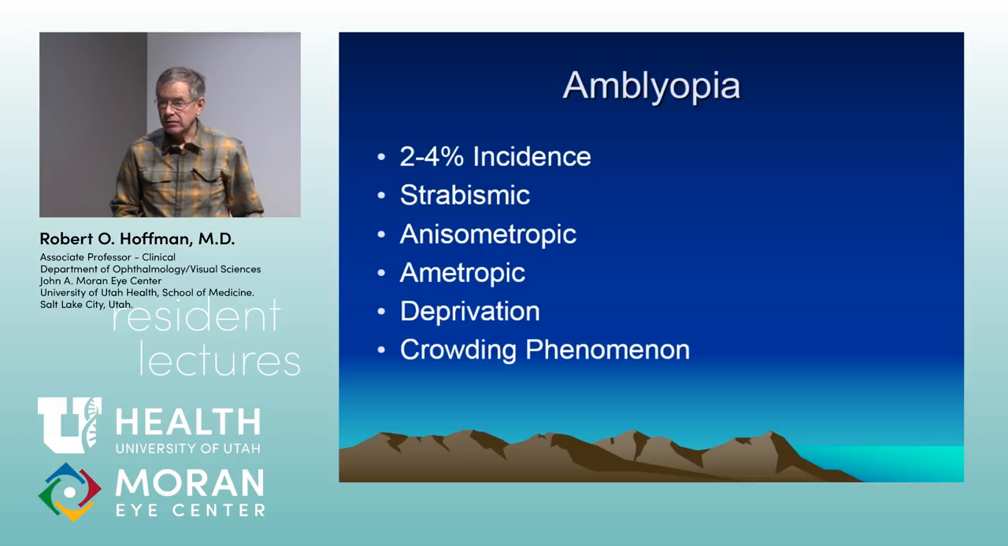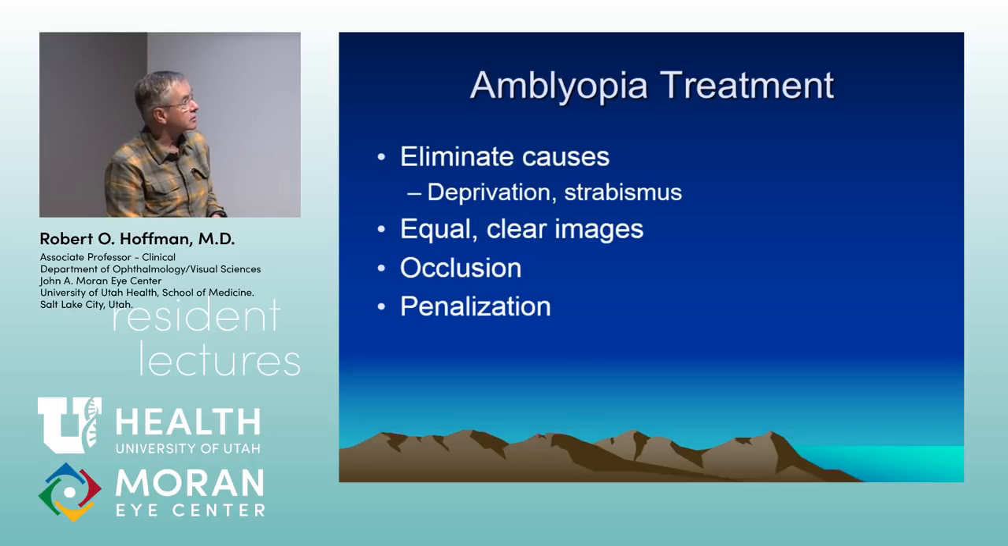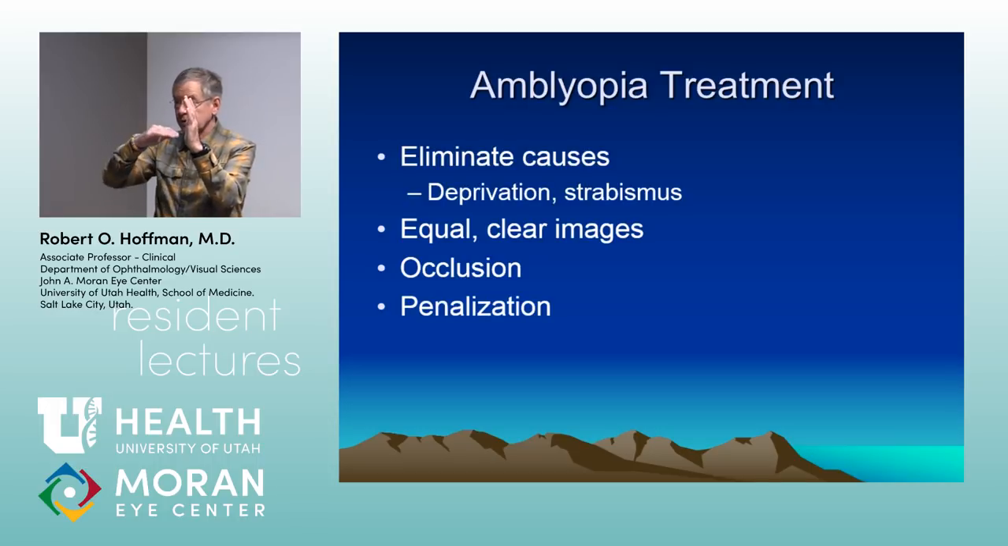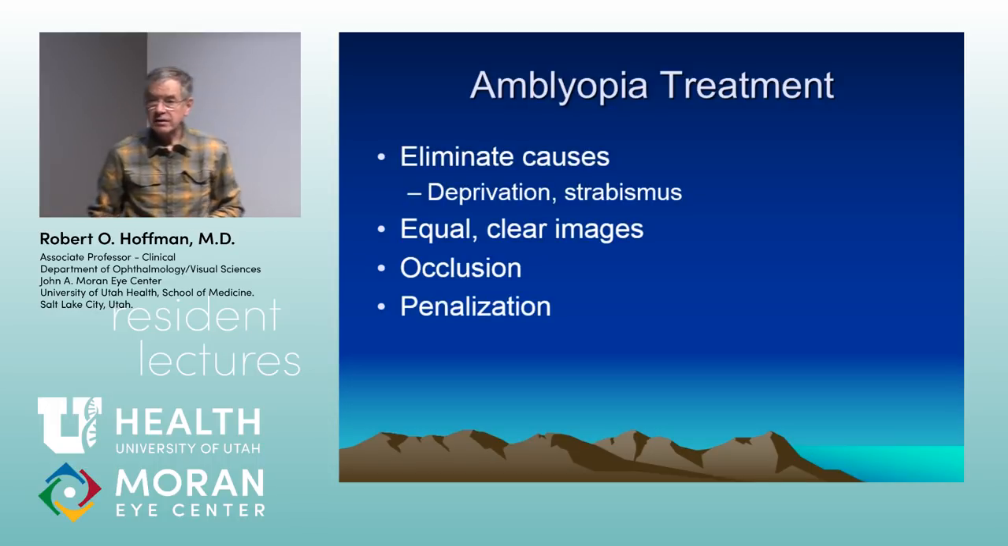So if they're going to do that, use the surround bars. I think we may have a picture of that here somewhere, actually we may not, but they're basically the little bars that occur around the optotype. You'll see those on the M&S systems. Once you get to that, you can put those on there, and I'd urge you to use that because you will miss less. It simulates linear optotypes. So you want to eliminate the causes. You want to achieve equal, clearly focused images. Do either occlusion or penalization.